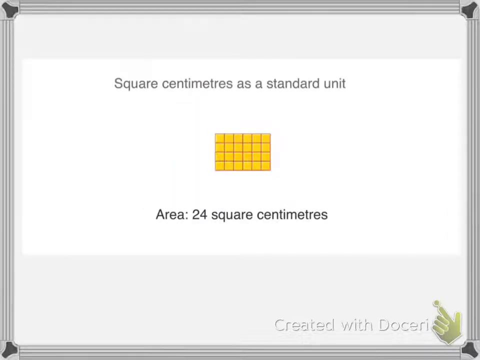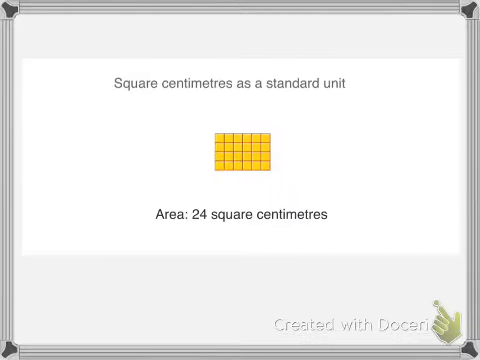When we measure area, we measure in square centimeters or even sometimes square meters. In this case, we're measuring in square centimeters. We see that the covered area has 24 squares covered in the yellow, so we would say that that shape has an area of 24 square centimeters.